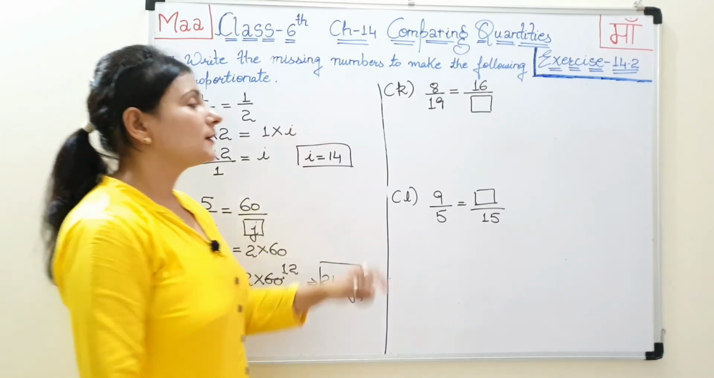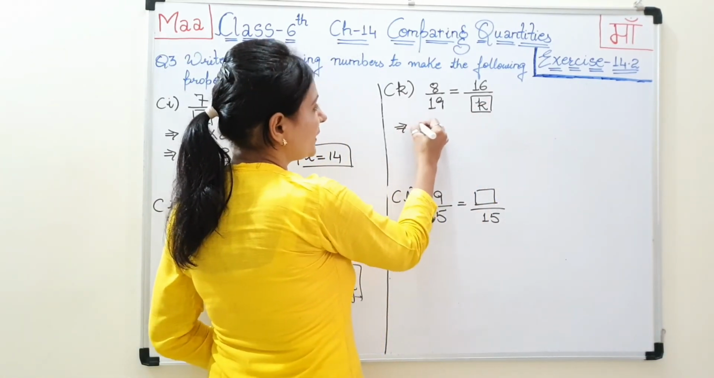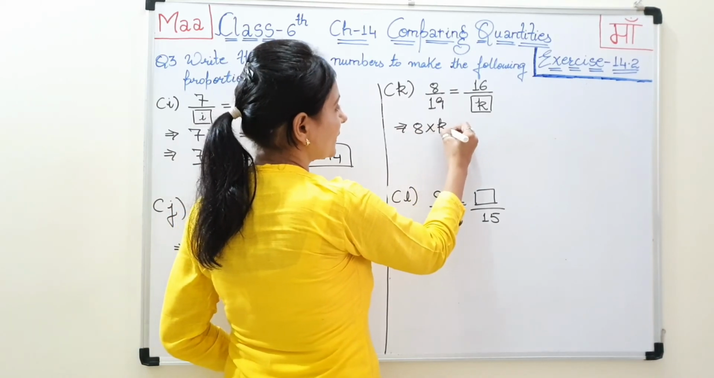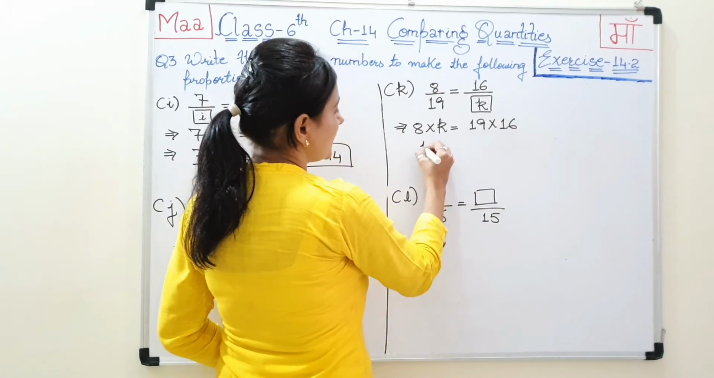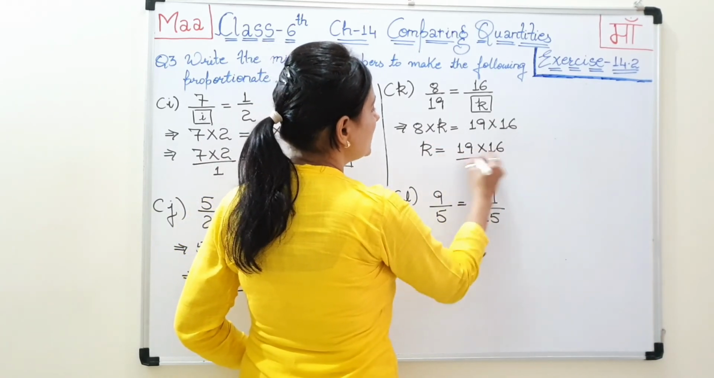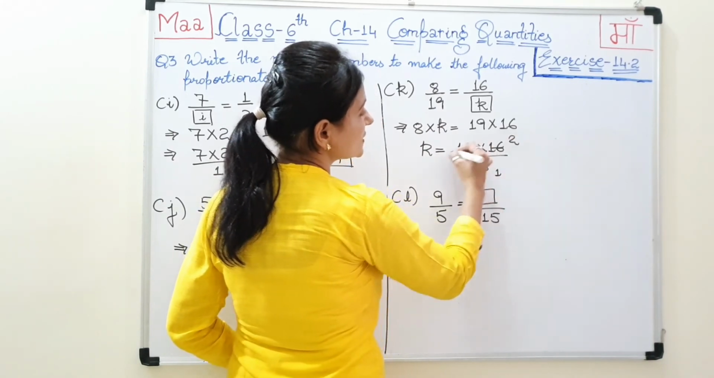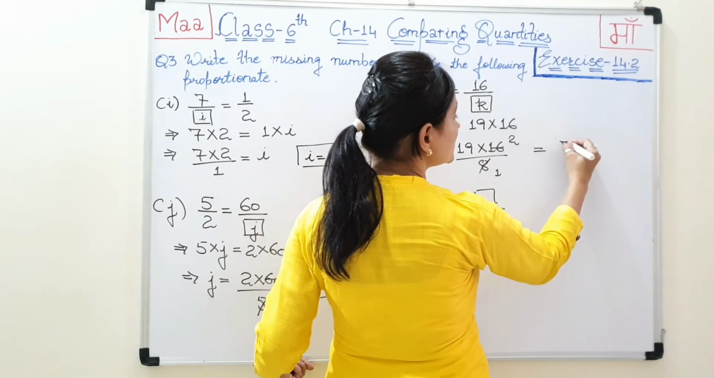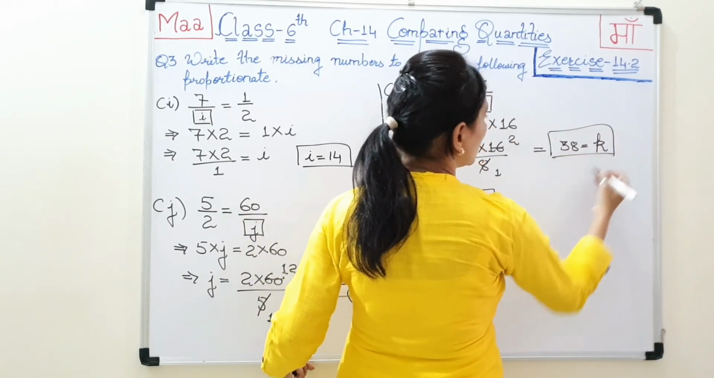Okay. Then k part, you will be putting the missing value as k here. Do the cross multiplication. 8 will be multiplied by k and 19 will be multiplied by 16. Then k will remain here only. 19 into 16 and this 8 will come in the denominator. So 8 1s are 8, 8 2s are 16 and 19 into 2 is equal to 38, which is the value of k part. Okay.